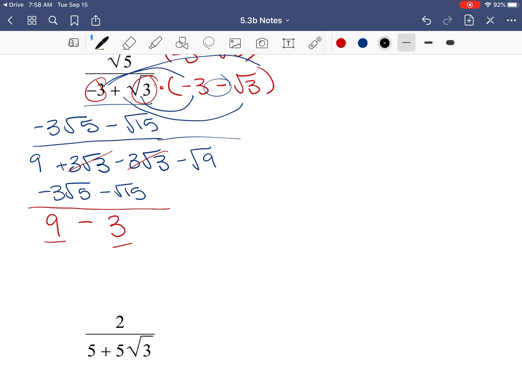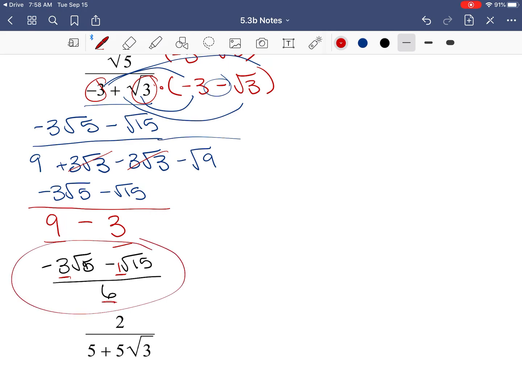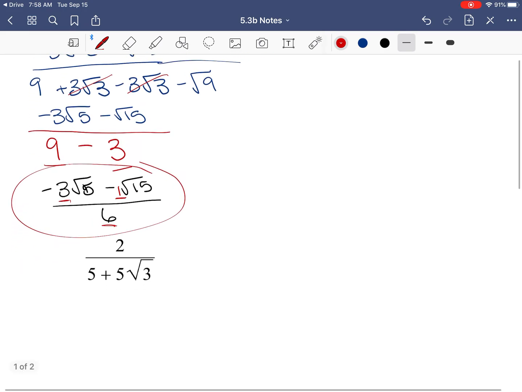So to simplify, our final answer is going to be -3 root of 5 minus root of 15 all over 6. Something you want to do is check to see if you can reduce it at all. So you're going to check all your coefficients, and if your coefficients have a common factor in every single spot, you can reduce. In this case, there's a 1 out front here. That means I can't reduce. So this would be my final answer.